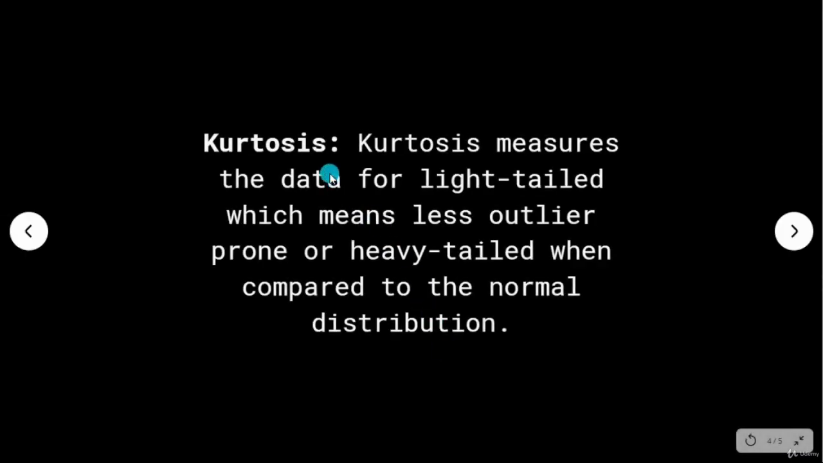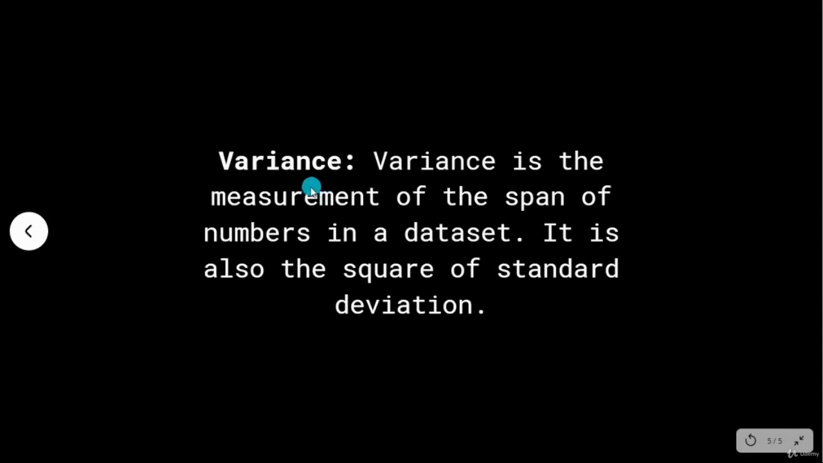Now, let's move on to kurtosis. Kurtosis measures the data for light-tailed, which means less outlier prone, or heavy-tailed when compared to the normal distribution. Variance. So, variance is the measurement of the span of numbers in a data set. It is also the square of standard deviation.